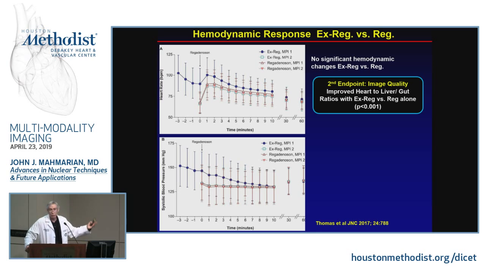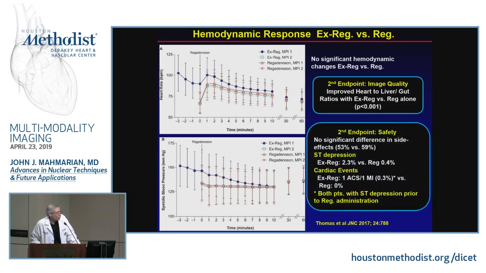And this has been shown, generally speaking, with pharmacologic vasodilators where you limit splanchnic blood flow. And so you get better target to background ratios and less uptake in the liver, so you get better imaging. And in this particular study, it was also shown to be safe. Now, there were 2 people who actually received regadenoson while on the treadmill and did have cardiac events. One patient had an ACS, and another patient had an MI for a 0.3 event rate.